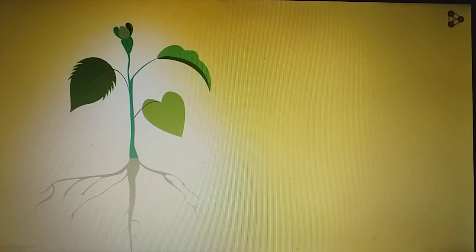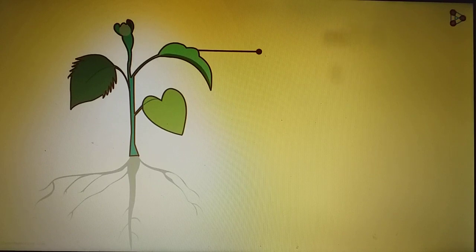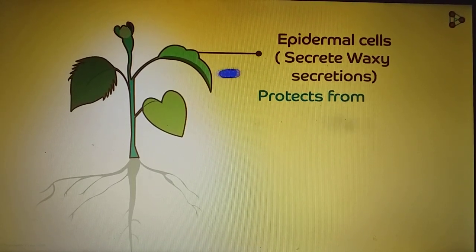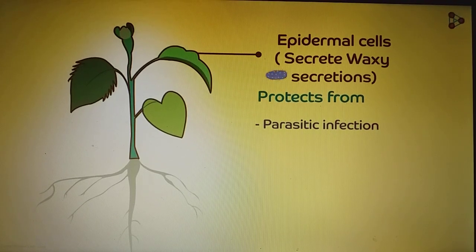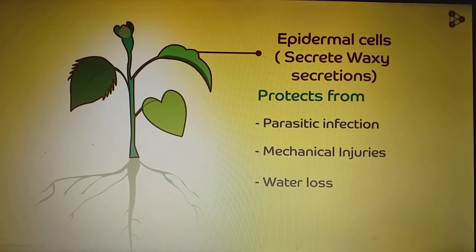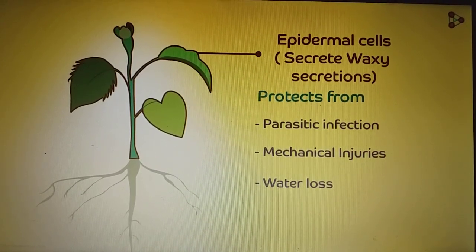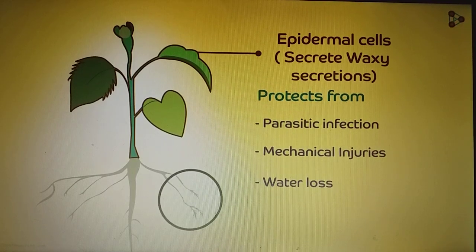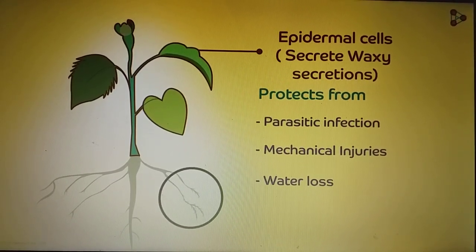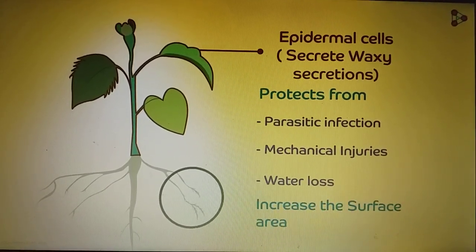On the other hand, in the terrestrial plant, usually the aerial parts have epidermal cells specialized in waxy secretion and protect the plant in numerous ways. It protects from parasitic infection, mechanical injury, and prevents the water loss. Now, if we observe the epidermis of root, it is modified to form root hair, which increases the surface area for more absorption of water and minerals.